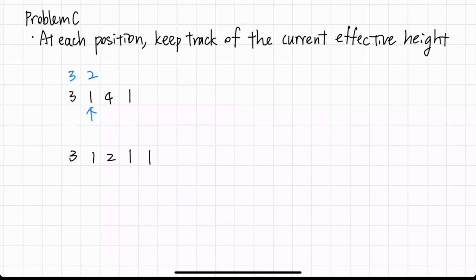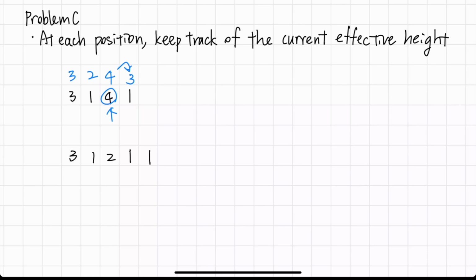So now when we move on to the next coordinate, this domino has a height of 4, and the previous domino has a height of only 1. And because this has a height of 4, we will update the 1 to become 4. So now the effective height will become 4. And again, when we move on to the next one, we would minus 1.